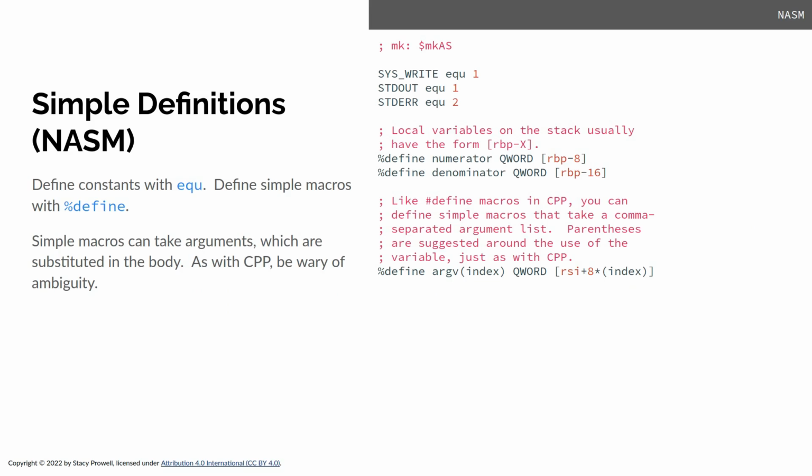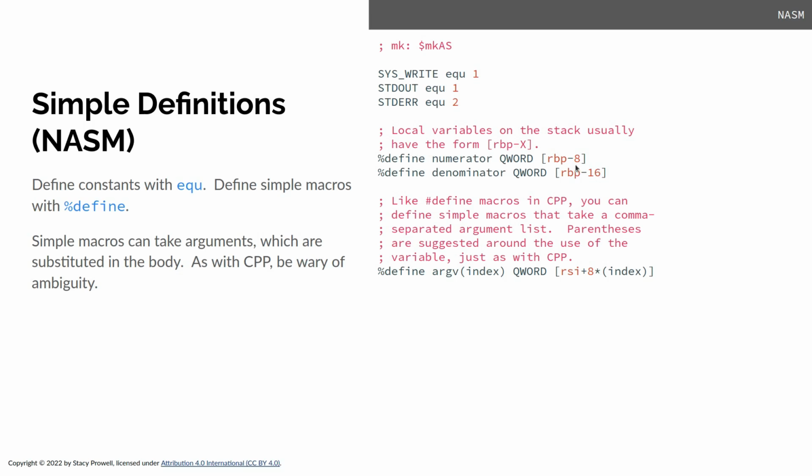Simple definitions are easy. It's easy to define constants. In NASM, you just use EQU to define a constant. A little more complicated stuff, you can use %define, which is very much like #define. And you can see here I define numerator to be the qword at RBP minus 8. Denominator is defined to be the qword at RBP minus 16.